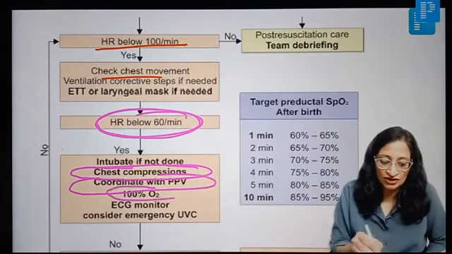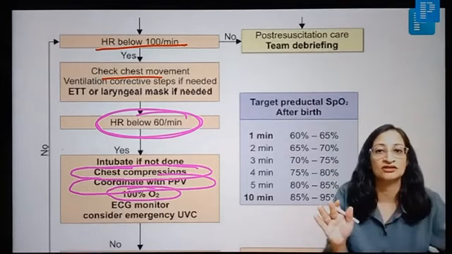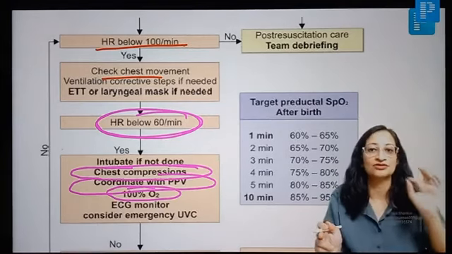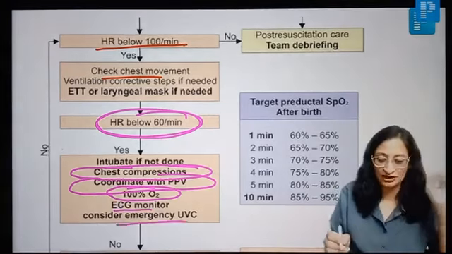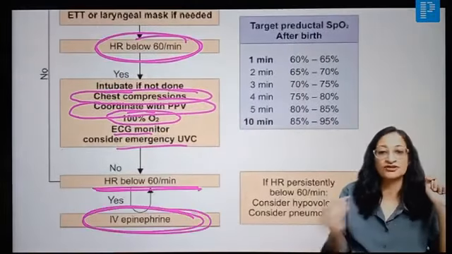Coordinate with PPV and use 100% oxygen. So when you start doing positive pressure ventilation, you can do it at room air. No need to give oxygen. But once you're doing chest compressions, 100% oxygen must be given. And use an ECG monitor and emergency UVC. If the heart rate is still below 60 per minute, IV epinephrine or adrenaline has to be given.